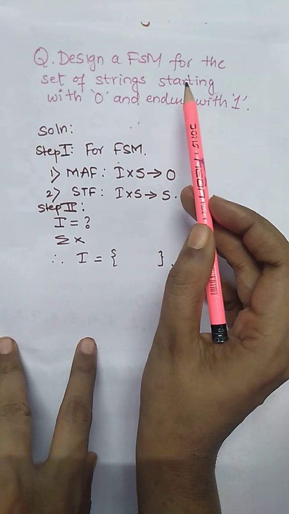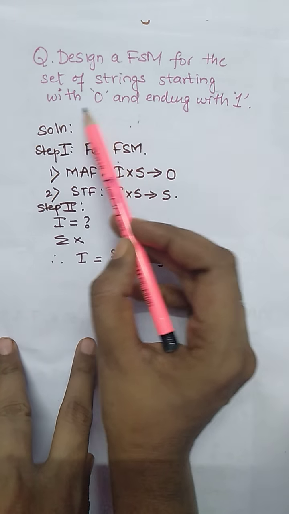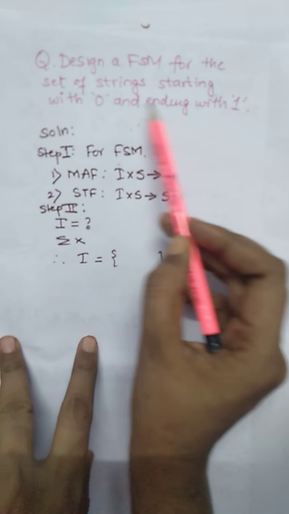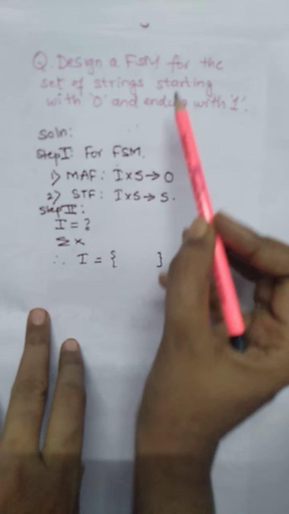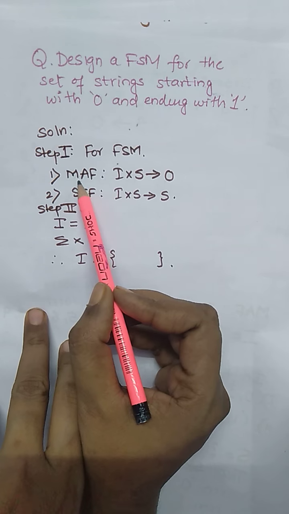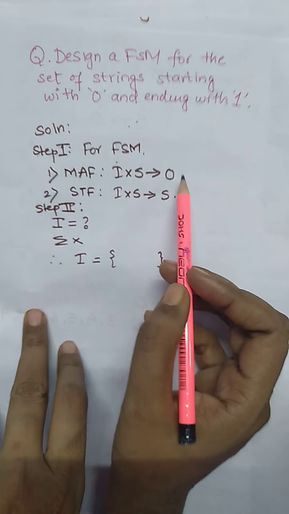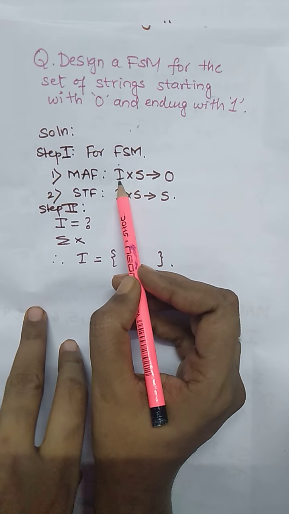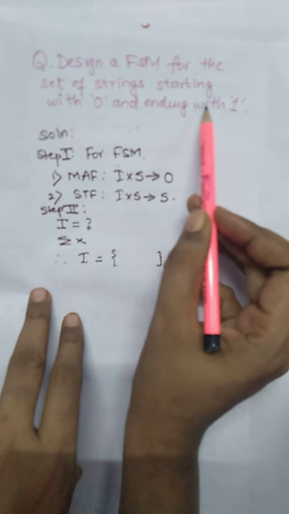Today we are going to design an FSM for the set of strings starting with 0 and ending with 1. So for designing an FSM we should know I, S and O. So what is I? We are going to check whether sigma is given in this question.